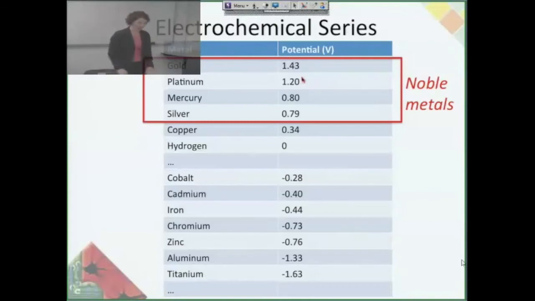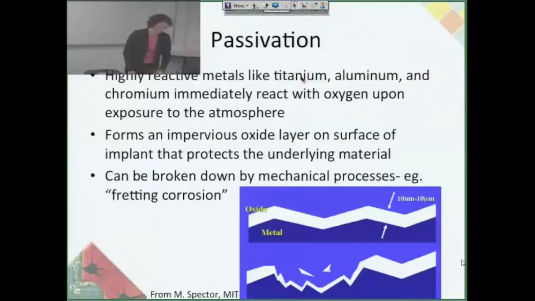So how does that work? When you have extremely reactive metals like titanium, aluminum, and chromium, they react so quickly with oxygen upon exposure to the atmosphere that they form an oxide layer on the surface of the material that is attached to that material and is impervious and protects the underlying material from further corrosion. So it's sort of like the fact that it is such a corrosion susceptible material actually makes it less susceptible.